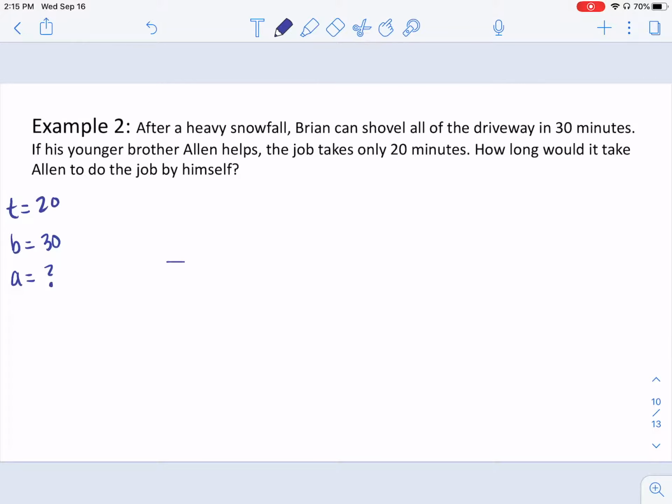So now we can come over here and do our fraction, our equation. We know it's equal to 1. Whatever our t is goes on the top, so it's going to be 20 this time around. First person goes on the bottom, second person goes on the bottom. So my first person is going to be 30. My bottom person is going to be A. That's actually what I'm trying to solve for, is Alan.